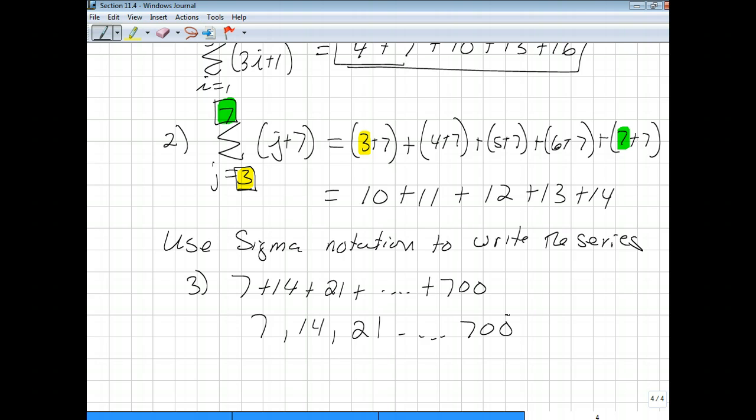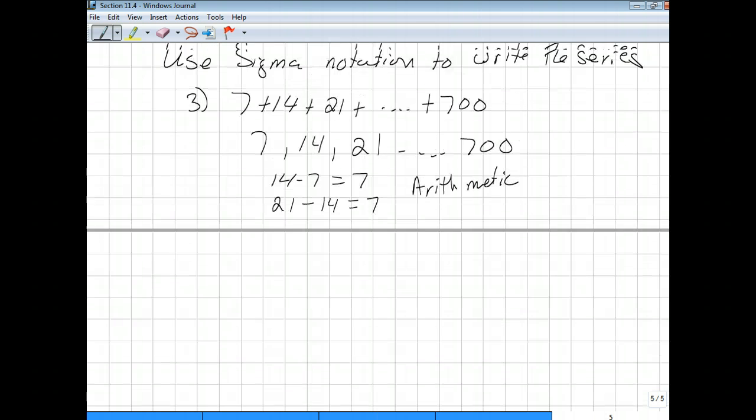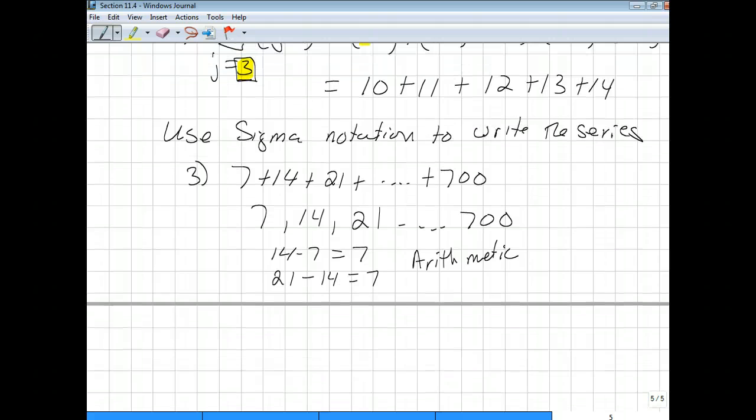Well, does it have a common difference? 14 minus 7 equals 7, and 21 minus 14 also equals 7. So this is arithmetic, which means I can use the nth term formula for arithmetic sequences. So t sub n is equal to t1 plus n minus 1 times d. I can use this formula to find the rule.